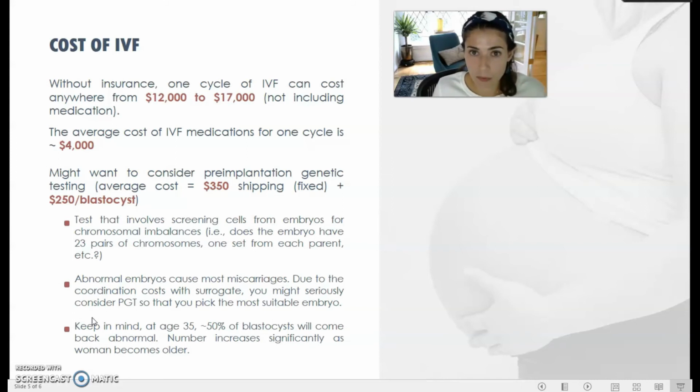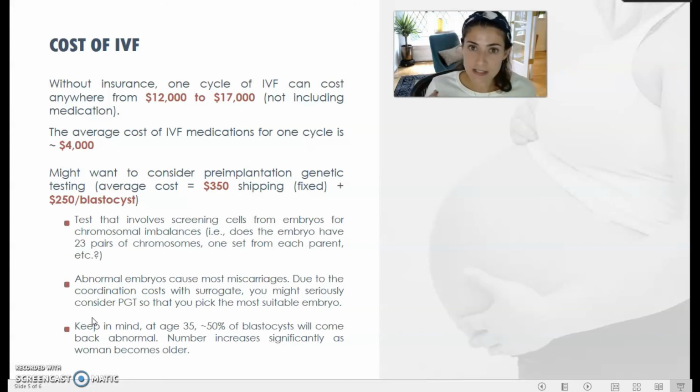The reason why this is important to consider is that abnormal embryos, so embryos with the wrong number of chromosomes, is the leading cause of miscarriage. And since you're dealing with a surrogate and implanting the embryo into a surrogate, there's already a lot of cost involved in getting to that point. You want to consider putting your best embryo forward. So identifying and trying to select an embryo that has a less risk of chromosomal abnormalities.